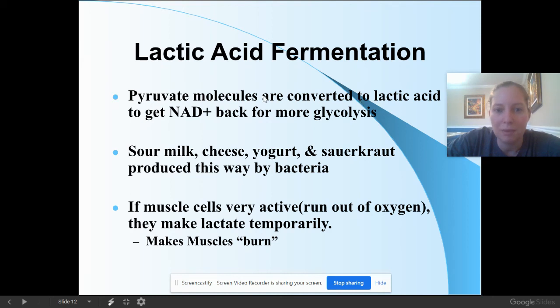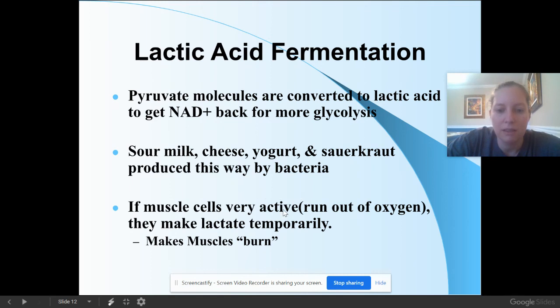So for the third time, pyruvate molecules are converted to lactic acid to get NAD+ back for more glycolysis. This is the process that we use to make sour milk, cheese, yogurt, sauerkraut. There are also bacteria that do lactic acid fermentation. Some bacteria do alcoholic, some do lactic acid, some do other forms of fermentation that we're not going to talk about today.